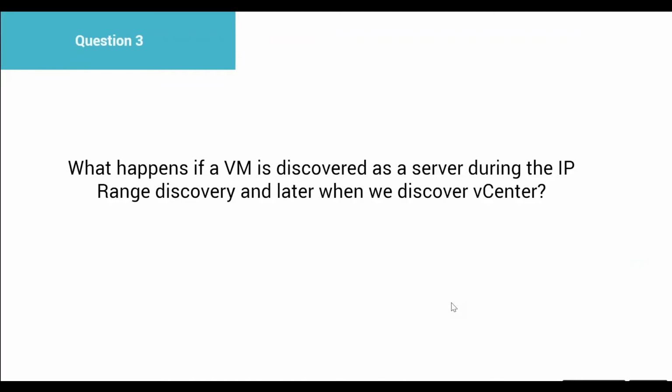And let's go for question 3. What happens if a VM is discovered as a server during the IP range discovery, and later we discover the vCenter?